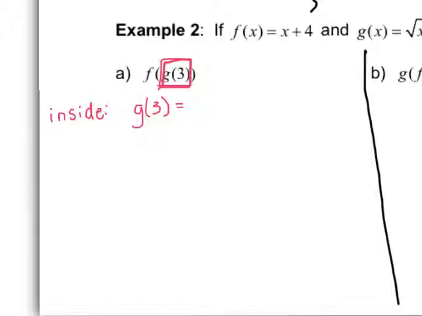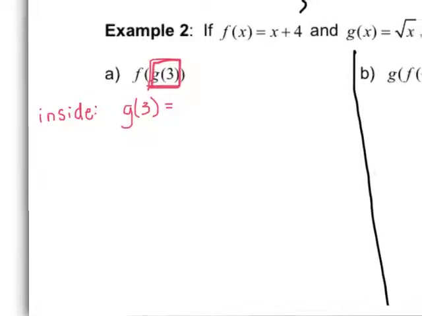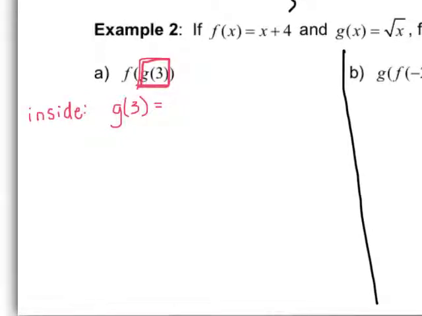Okay, so what that tells me to do is to go to my g function, which is right here. Let me scoot over just a little bit. So go to my g function, and instead of using x, we're plugging in a 3 here. So square root, and we want to plug in 3 for the x. So square root 3. And none of us know what the square root of 3 is, at least not without a calculator. That doesn't simplify in any way. So that's as far as we can do for g of 3.